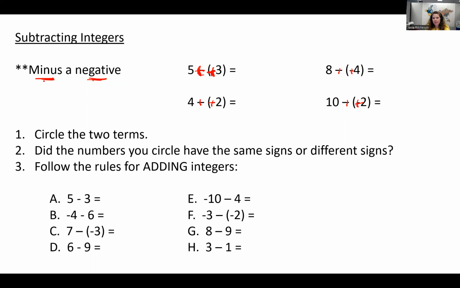Bam, bam. Or in other words, on the first one, we're going to keep, oh, that's supposed to be a plus. Keep, change, change, keep, change, change, keep, change, change. So 5 plus 3 is 8. 4 plus 2 is 6. 8 plus 4 is 12. And 10 plus 2 is 12.